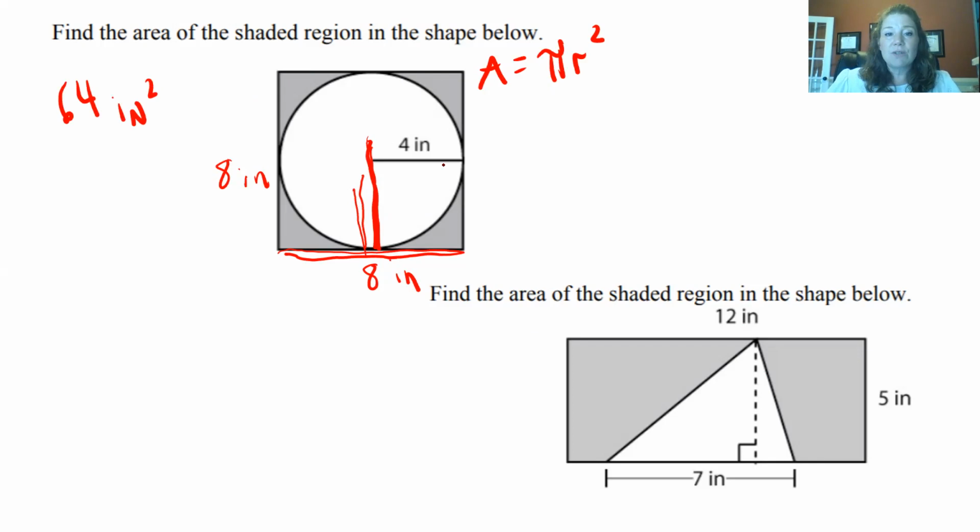So the first thing we're going to do is square the radius. The radius is 4, so we're going to square it. 16 is 4 squared, 4 times 4. And now we're going to multiply 16 times 3.14.